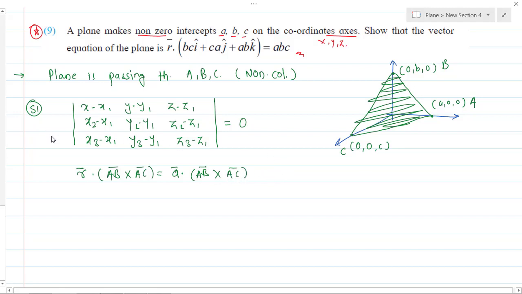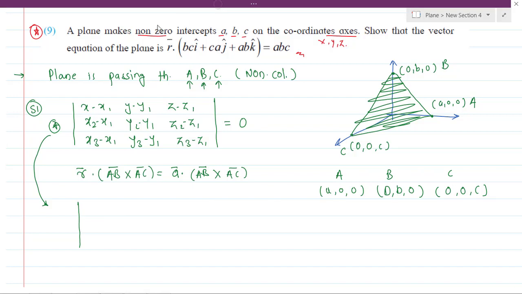But as I have already told you, I recommend you solve with the help of the Cartesian form because it is comparatively a bit simple. Let's take this and substitute the values of x1, y1, z1, x2, y2, z2. So A becomes x1, y1, z1, B becomes x2, y2, z2 and C becomes x3, y3, z3. So let's write this: A is a, 0, 0; B is 0, b, 0 and C is 0, 0, c.